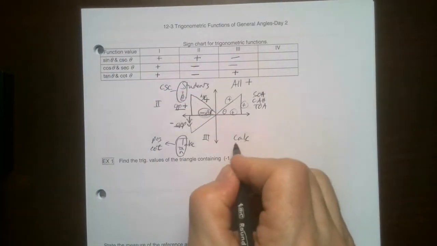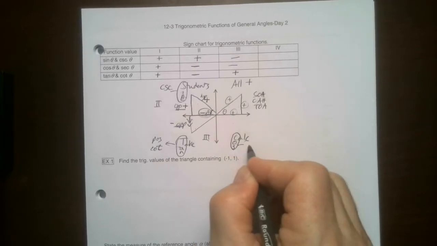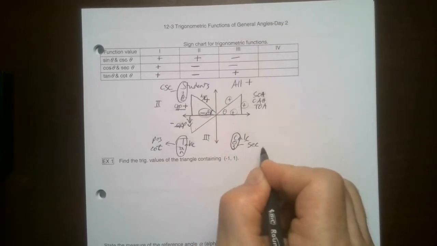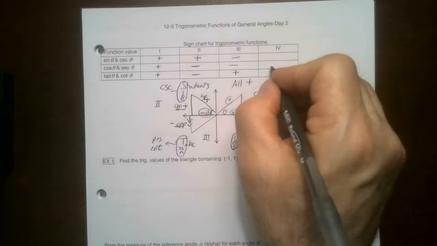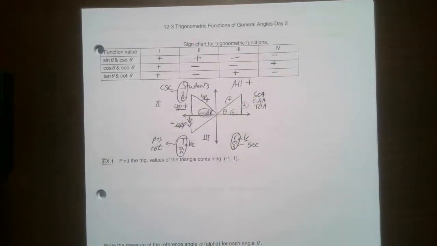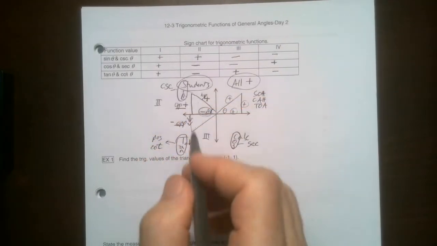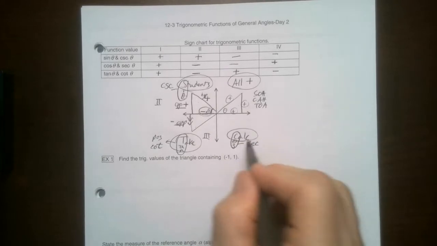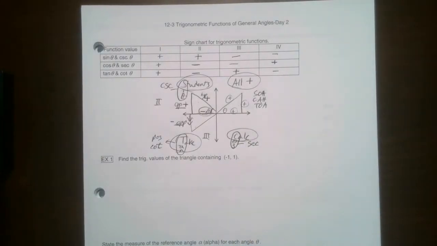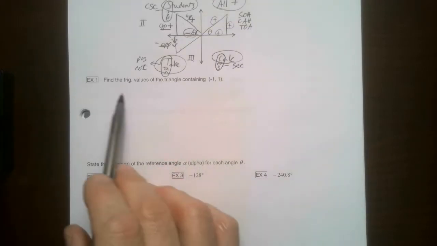And then calc stands for cosine is positive. But if cosine's positive, then the reciprocal function secant is also positive. So there's positive, and these would be negatives. There's a lot going on here, but as soon as you memorize all students take calc, it kind of takes care of it for you. All right, now we're going to put this into practice.